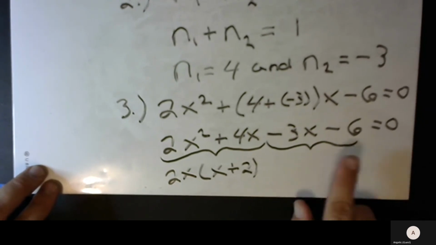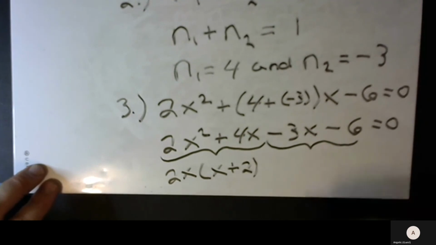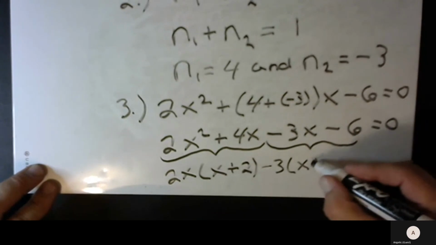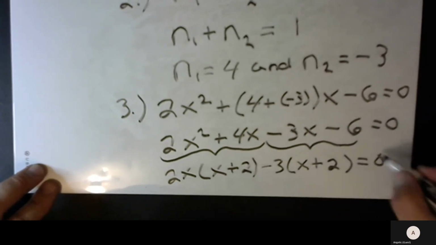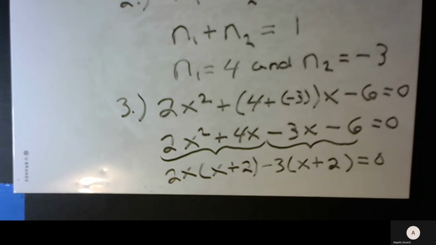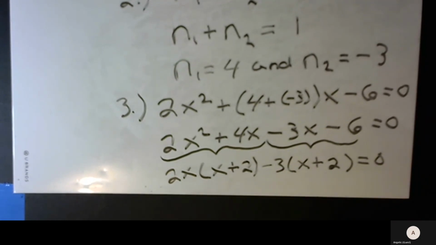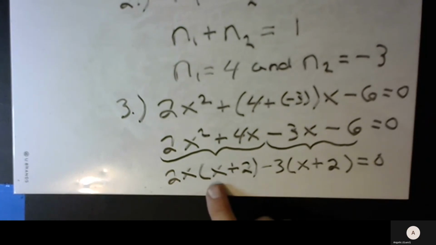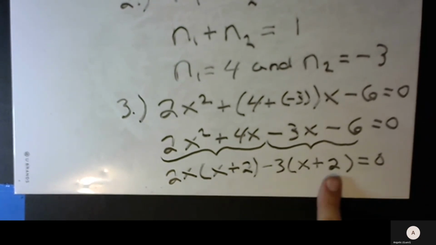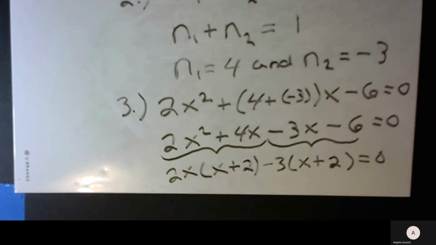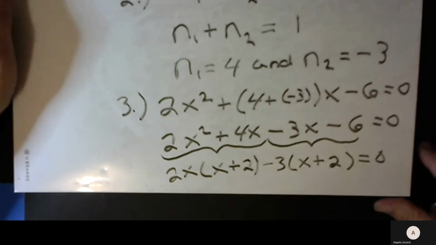Now, what could we factor out of here? We can factor out a negative 3. And when we do that, we'll have x plus 2 left over. And again, you can check. Negative 3 times x would be negative 3x. Negative 3 times 2 would be negative 6. So next, we have an x plus 2 and an x plus 2 in two different places. We can factor this out. And again, if I'm going too fast, let me know.